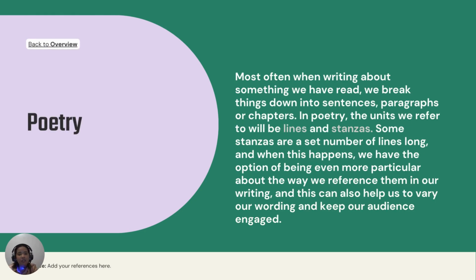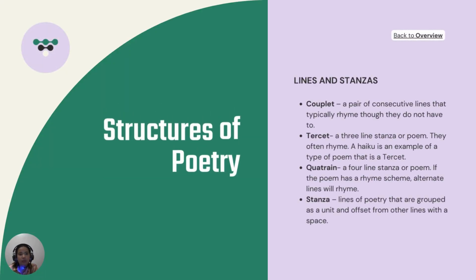Most often, when writing about something that we have read, we try to break things down into sentences, lines, and stanzas. The importance of breaking it down is that it's easy for you to understand it. When you break it down into lines and stanzas, you incorporate the parts which are related to one another. When you look into the relationship of each part, definitely you understand the meaning of it, and therefore you understand the meaning of it as a whole.